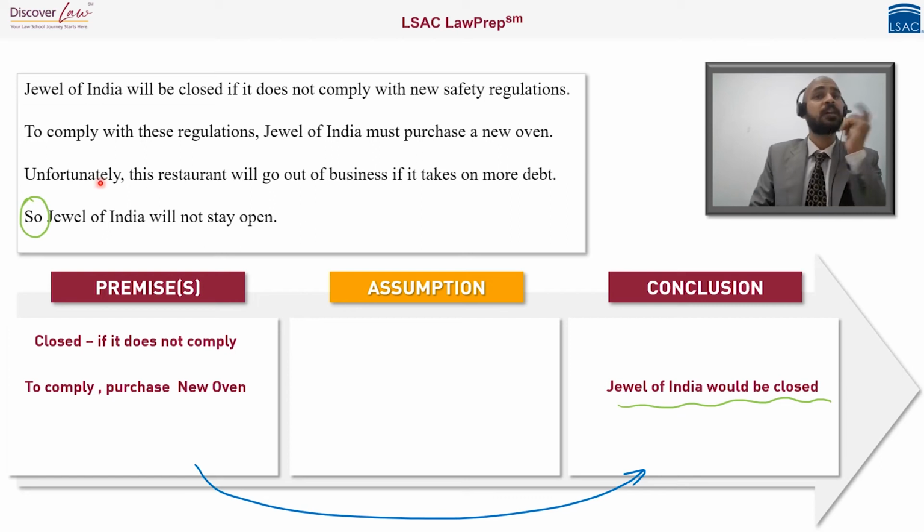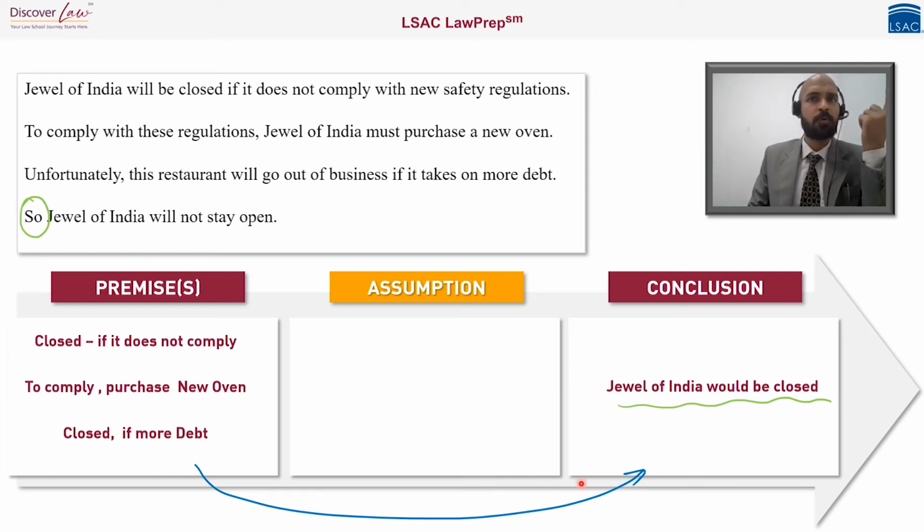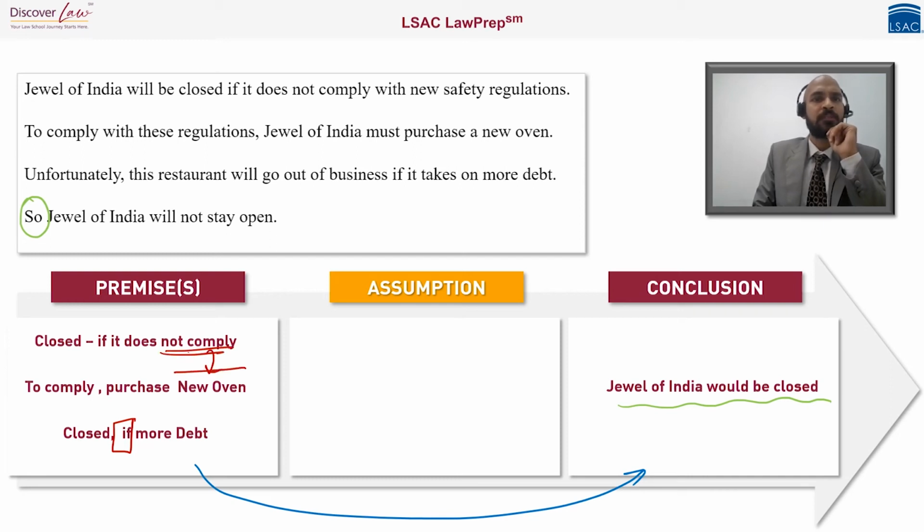Understood. It says, unfortunately, this restaurant will go out of business if it takes more debt. If it takes more debt, it will get closed. Okay. So, Jewel of India will not stay open. Look, it says here that the restaurant will go out of business if it takes more debt. And if it does not buy a new oven, then also we know that it will be closed.